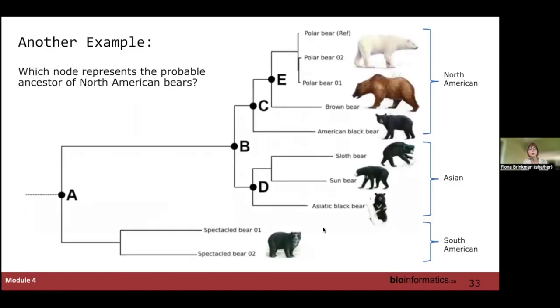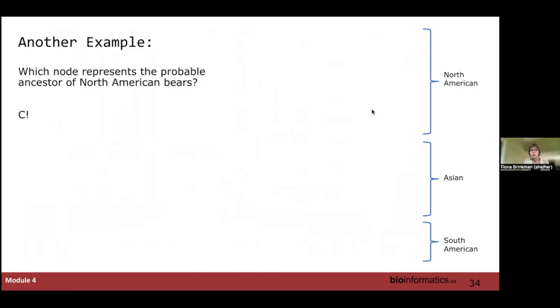Okay, here's another example. So take a look at this tree and see which node you think represents the probable ancestor of North American bears. So you've got the South American bears here, you've got the Asian bears, you've got the North American bears. Look at that and see if you can figure out yourself which node represents the ancestor of North American bears. I can say that the ancestor of all of the bears seems to be this node A. There's an ancestor of Asian bears, this node D. The ancestor of these Asian and North American bears is B, and C would be the ancestor of these North American bears. So the answer is C, okay?